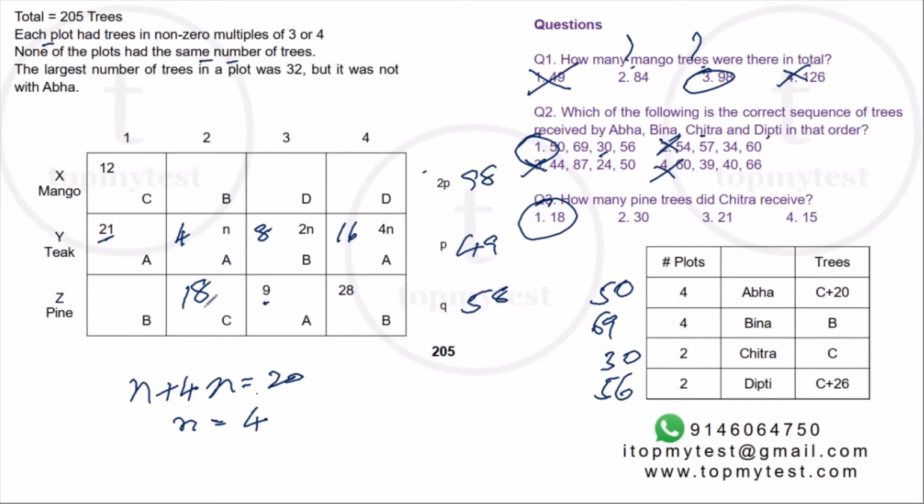Okay, so if this is 58, let's add this. 27 plus 28 is 55. So this has to be 3. Okay, so that is taken care of. So A is taken care of. C is taken care of.